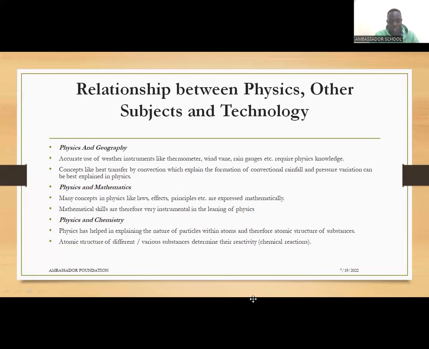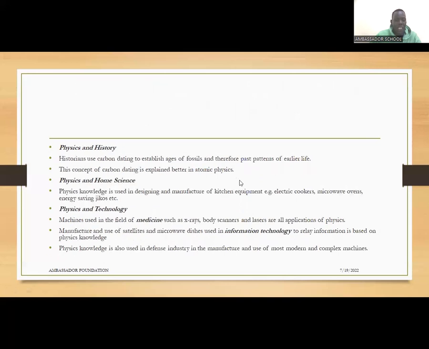Physics and geography, for example, in geography, there are weather measuring instruments such as thermometer, we have rain gauge, and so forth. You know all of them, the ones which are found in a weather station. A geography person cannot make those weather instruments unless there is a knowledge of physics on the same, so they relate.